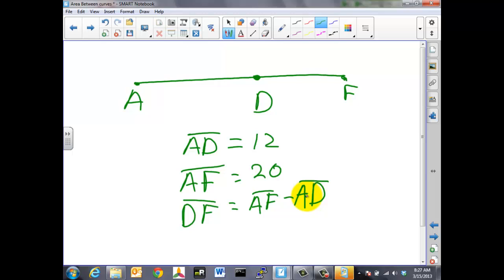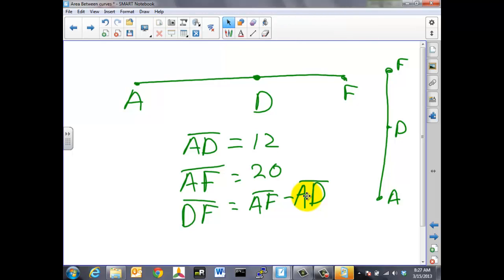What if I turn this line, and here's A, and here's D, and here's F? Has it changed anything? What if I turn the line the other way and put A at the top? Does it change anything? So it doesn't matter where it is, it's the same type of process.